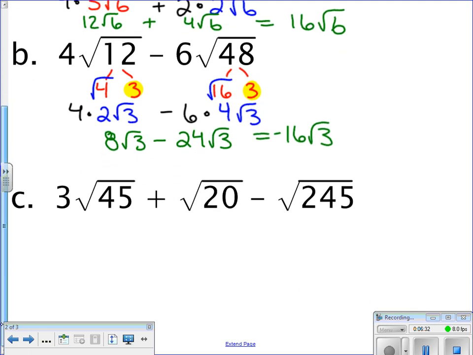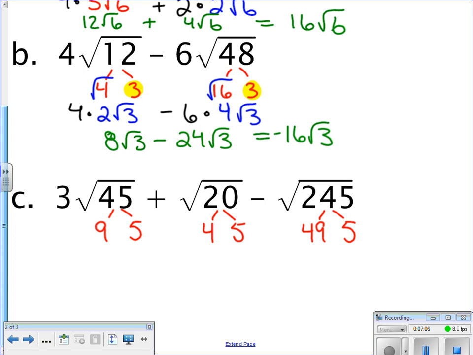And the last one, 45. 9 times 5, 20. 4 times 5. And then 245, most people are like, well, what does that go into? Well, if the other two had 5s, I bet 245 could be divided by 5. And if you do that, you'll get 49 and 5.